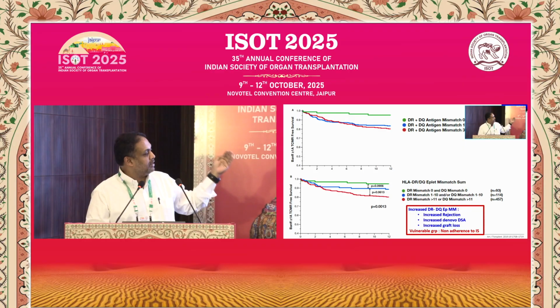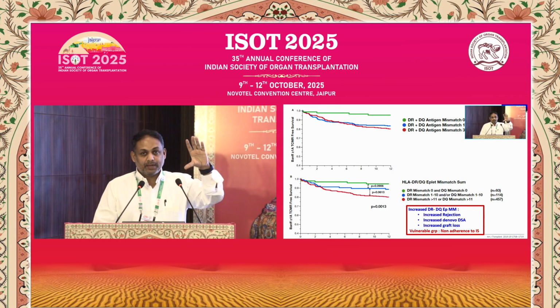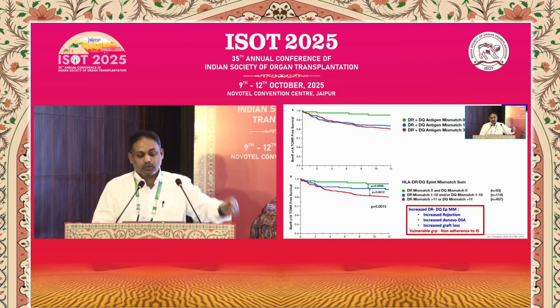These patients had increased DSA, increased rejections, and increased graft loss, but the vulnerable group who faced this were the patients with non-compliance or non-adherence to immunosuppression. So with the data, the epitope importance has now narrowed down to class 2.